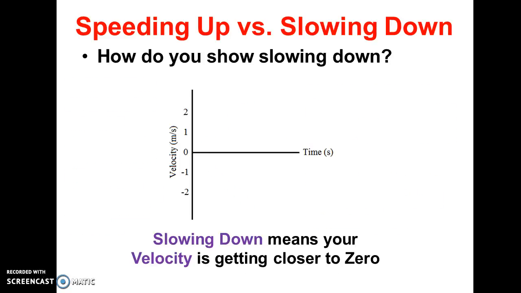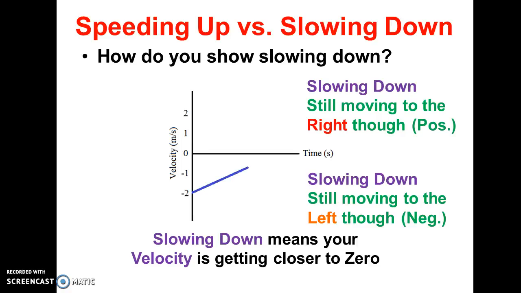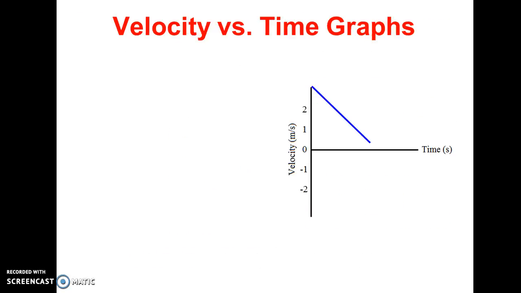To show something slowing down, that means I'm getting closer to 0 velocity. So here I'm slowing down, but because I'm above the 0 line, it means I'm slowing down going to the right. Here, I'm getting closer to 0, so again I'm slowing down. Since I'm on the negative side, it just means I'm slowing down as I go to the left.